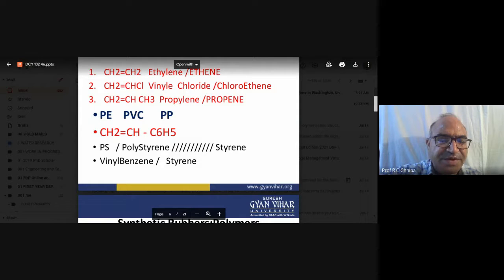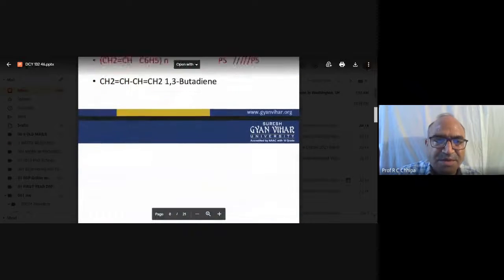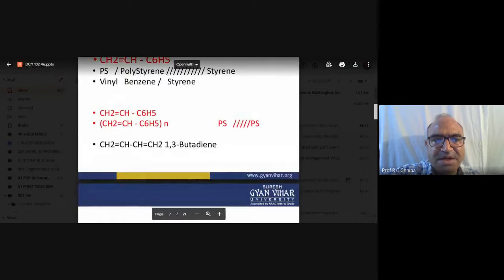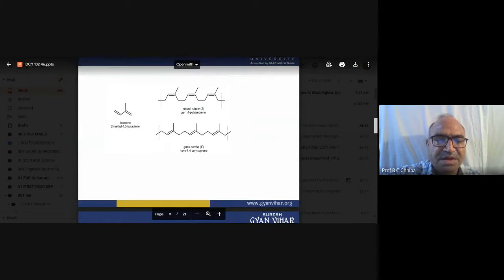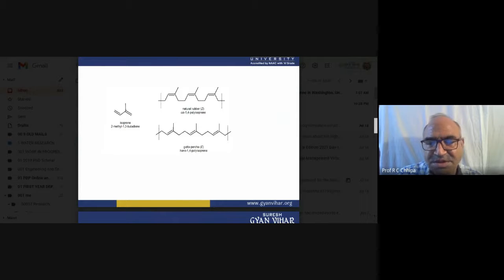So this is the fundamental behind the polymers. Then we have another part, and this is the polymer of isoprene. What about the isoprene? Two double bonds, where CH2 double bond CH and CH double bond CH2, but one branch is there, so that is 2-methyl-1,3-butadiene. This undergoes the process of polymerization.